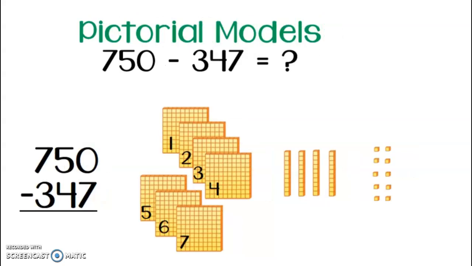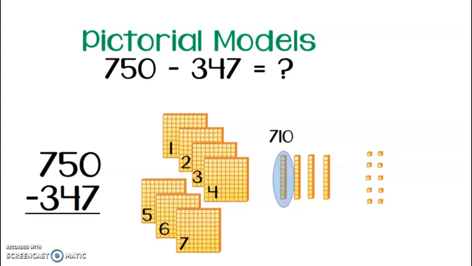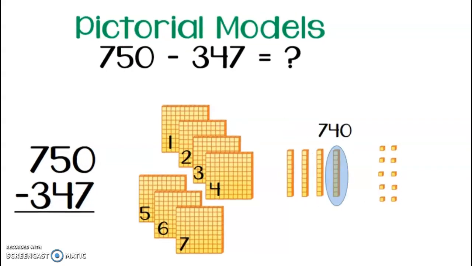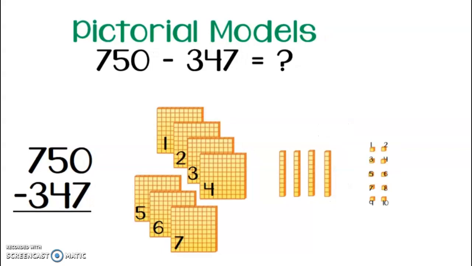So here I still have 700. I have 710, 720, 730, 740, 741, 742, 743, 744, 745, 746, 747, 748, 749, 750. I still have the same amount, it just looks a little different.